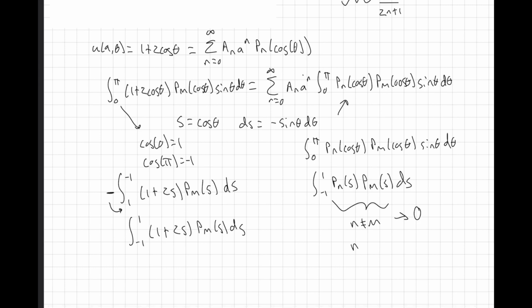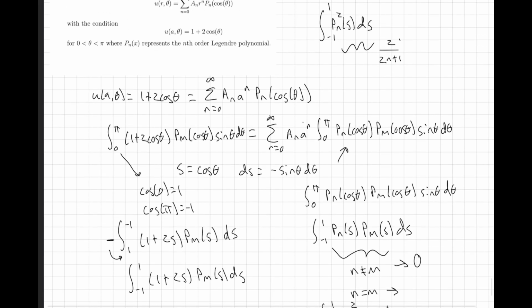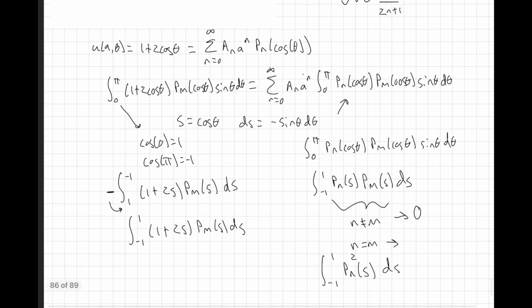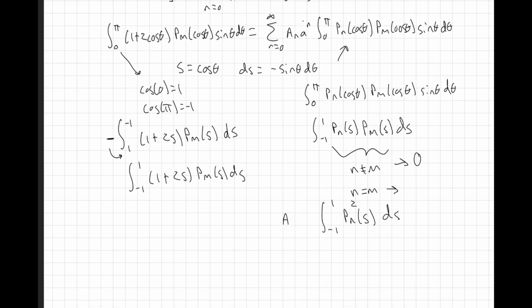If m was equal to n, then we have the integral from -1 to 1 of P sub n of s squared ds. And like I said up here, this is a form that we know the solution to. So we have a sub n, a to the n, and this infinite sum, n equals 0 to infinity, is all equal to, and it's not an infinite sum anymore because we choose m equal to n. So it's just one term, and it's going to be equal to this integral on the other side, from -1 to 1 of 1 plus 2s times P sub m of s ds.